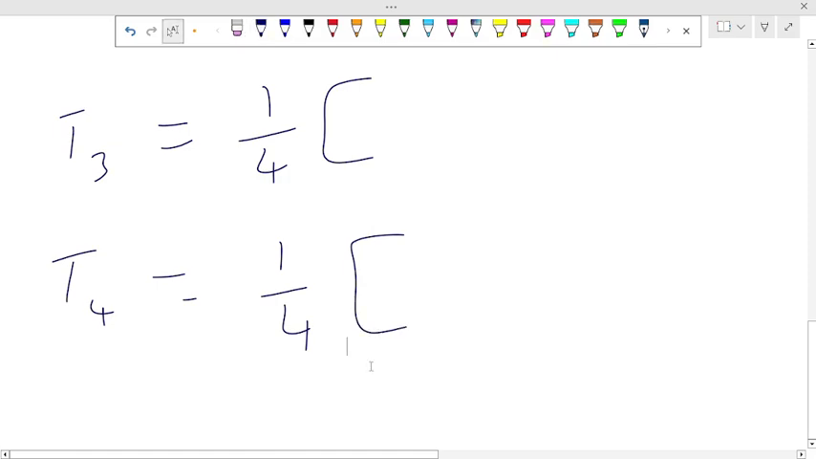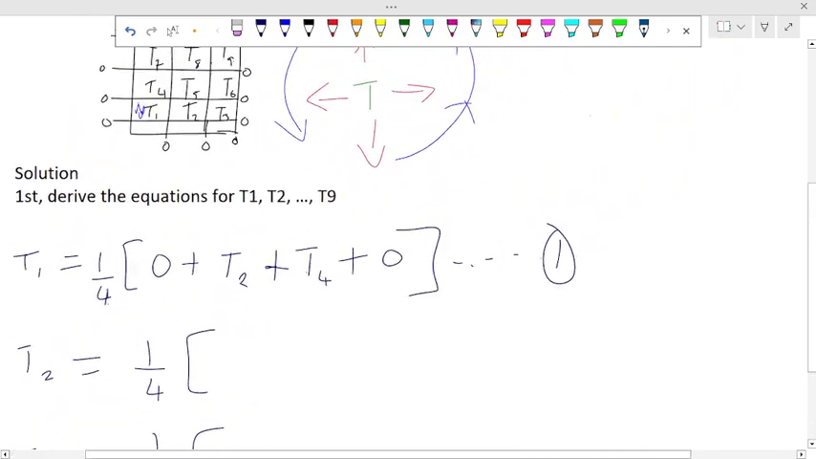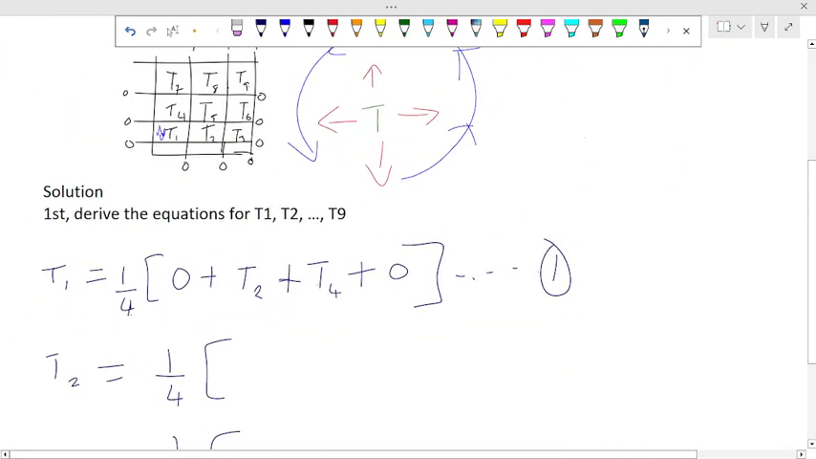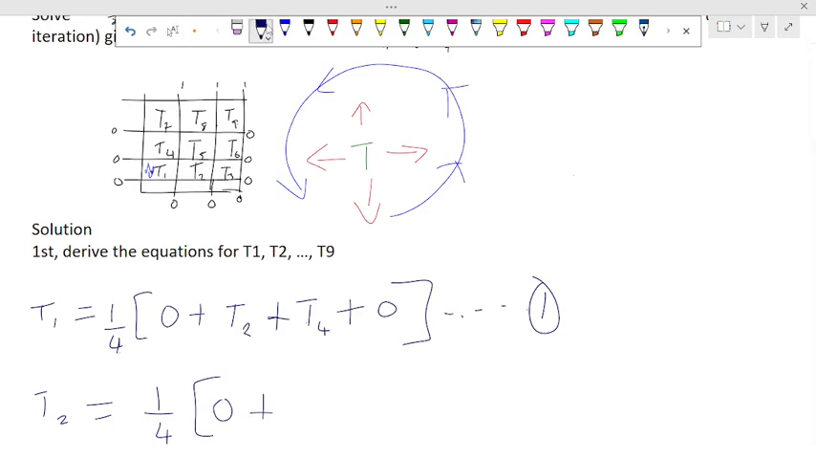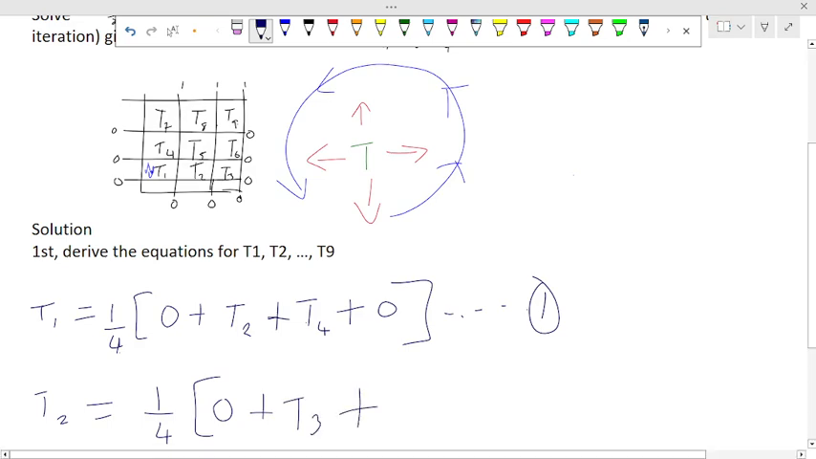Alright, so let's go. Now we are looking for T2, the formula for T2. So what do you think that will be? Same process. What do we have under? 0. That means this will be 0. Plus. Next, we look at the right. What do we have up there? T3. So this will be T3.